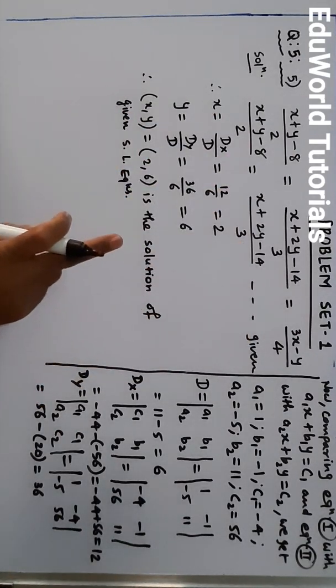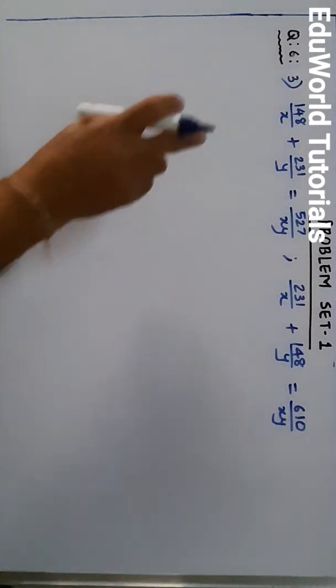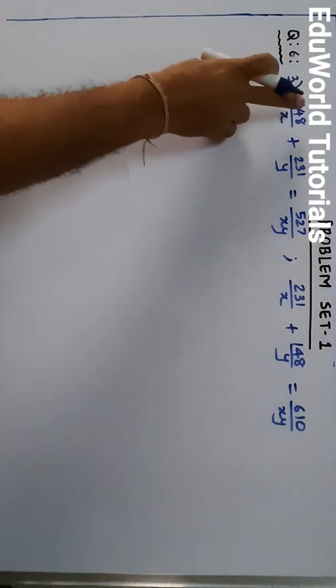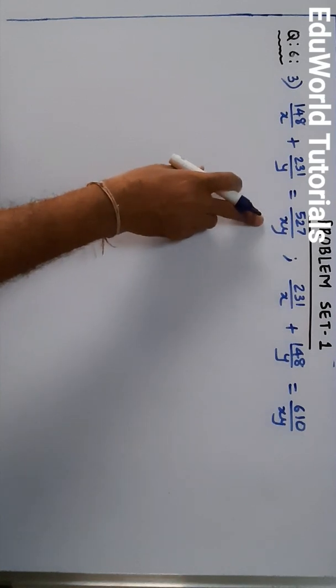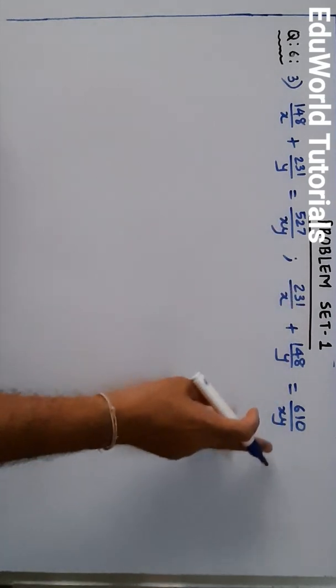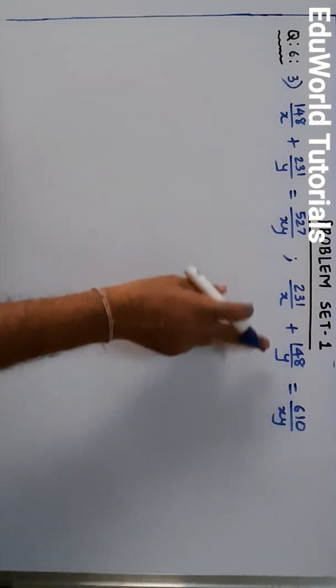Now we are solving a very important question, sixth question of problem set 1. There are many questions given there which are very important to be solved. So I will solve the third question of question 6. 148/x + 231/y is equal to 527/xy. Same way another equation is given, and you know what we do first, we give the equations the number.